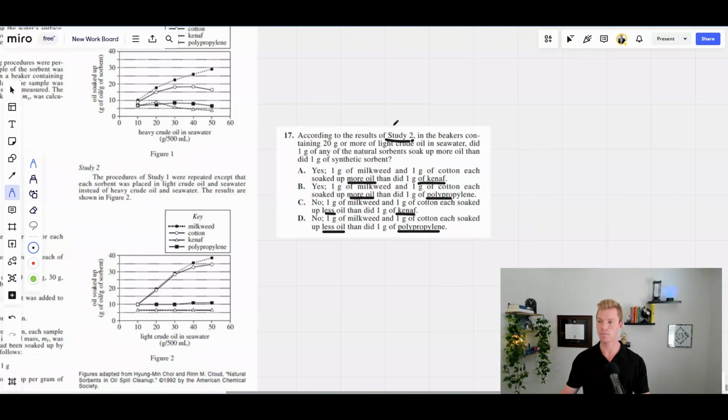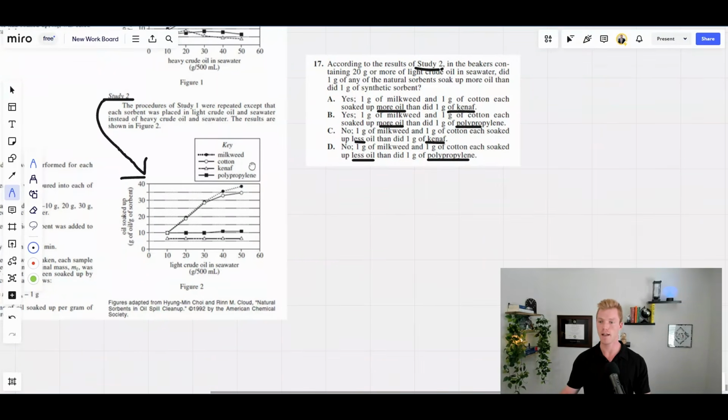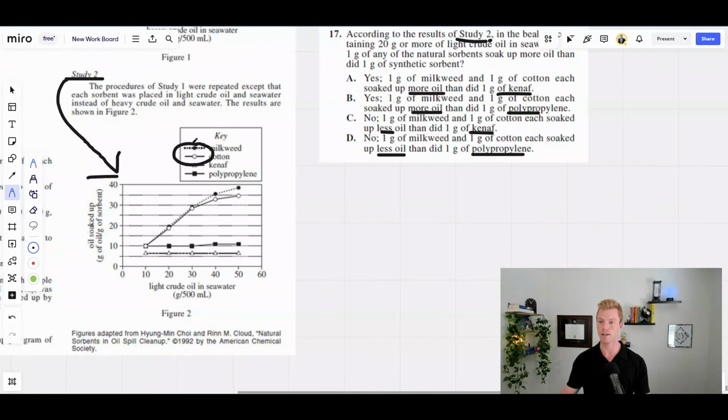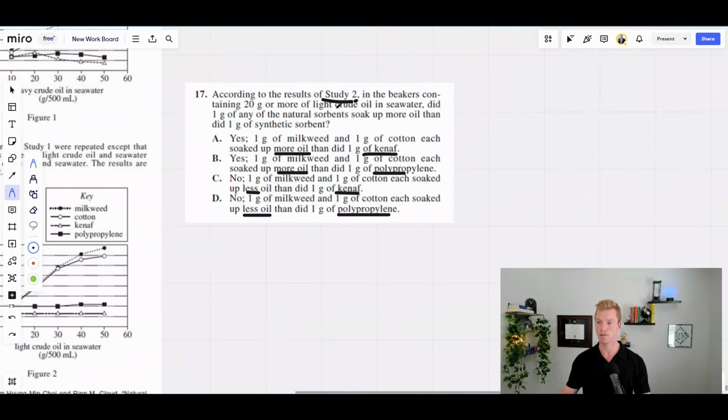So I can just go specifically to the results of study 2. Results of study 2 look like they are this table right here. And now we can look at milkweed and cotton, which it looks like are these 2 pieces right here. And we're comparing these with kanaf and poly, whatever. So it looks like we're comparing these 2 lines with these 2 lines. And obviously we have a clear differentiating point here, with the milkweed and cotton being much, much higher than the other 2. So we can go through and cross off some answer choices now.